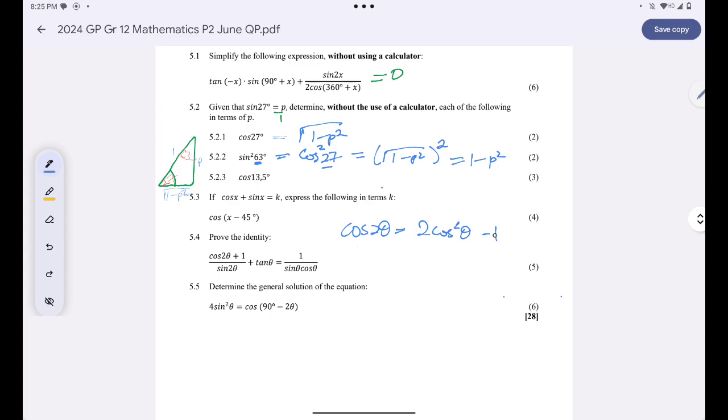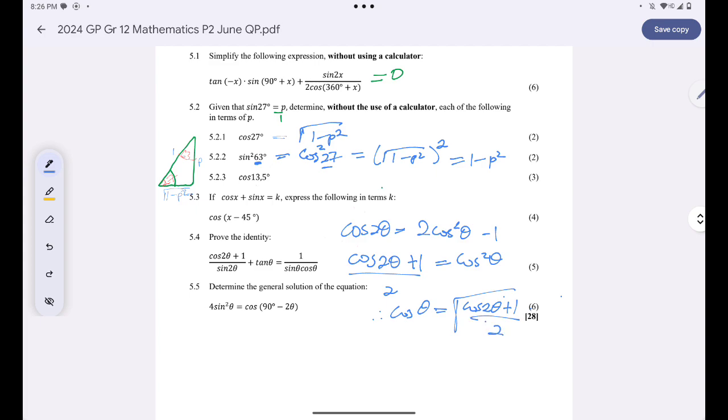I can take the 1 to the other side. I'll have cos 2 theta plus 1 is equal to 2 cos squared theta. I can also divide by 2 on both sides, and then I'll have cos squared theta. But I don't want to have cos squared theta, I want to have cos theta. That means I must take the square root of both sides. So therefore cos theta is equal to the square root of cos 2 theta plus 1 over 2.